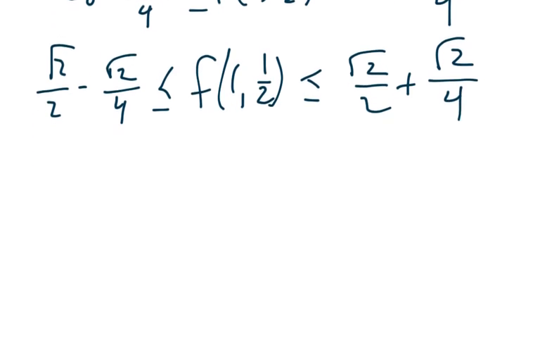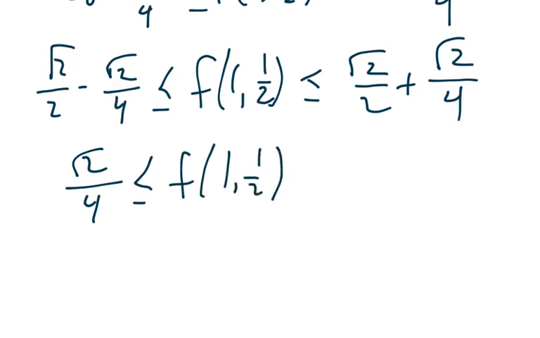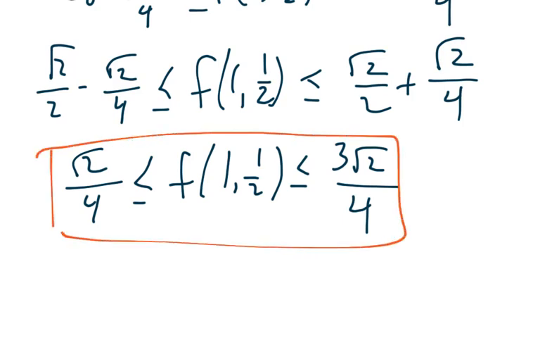So square root of 2 times 1/2 minus 1/4 is equal to 1/4. So we have square root of 2 over 4 less than or equal to f of 1, 1/2, which is less than or equal to, well, we have 1/2 plus 1/4, which is 3/4, so 3 square root of 2 over 4. So this is the true bound on what f can be if we make errors in the measurement.